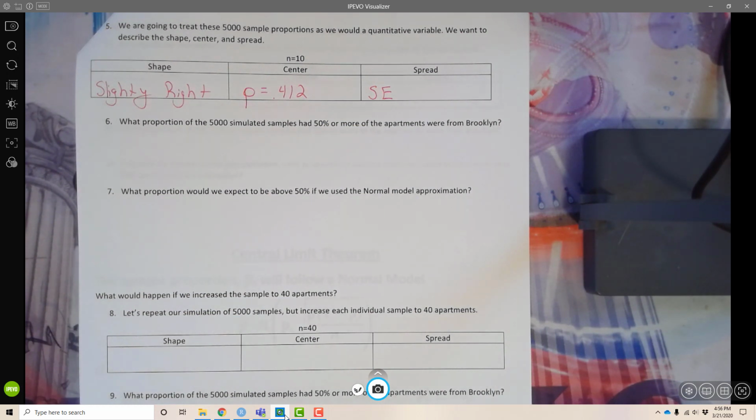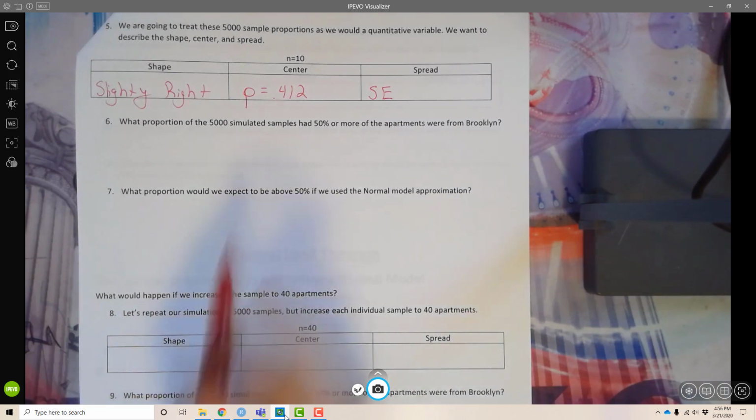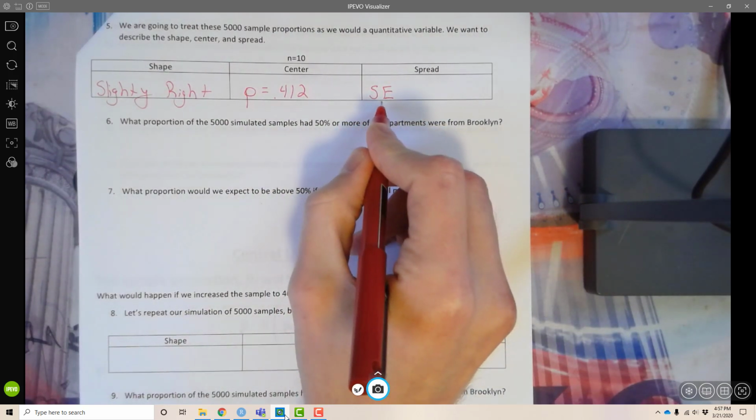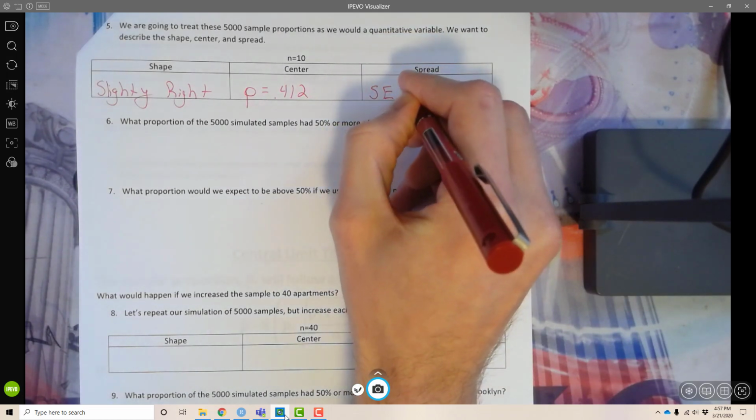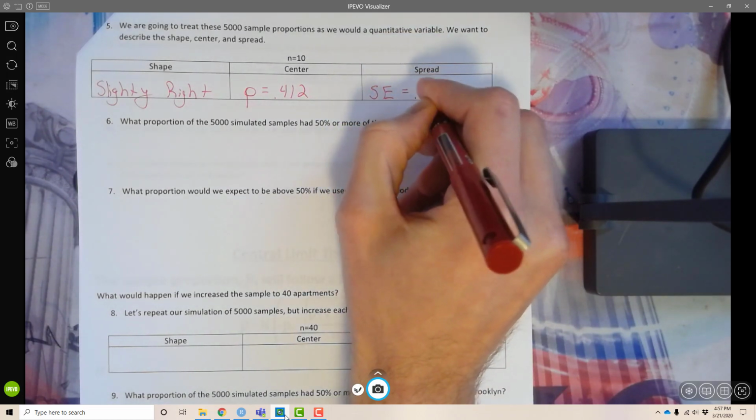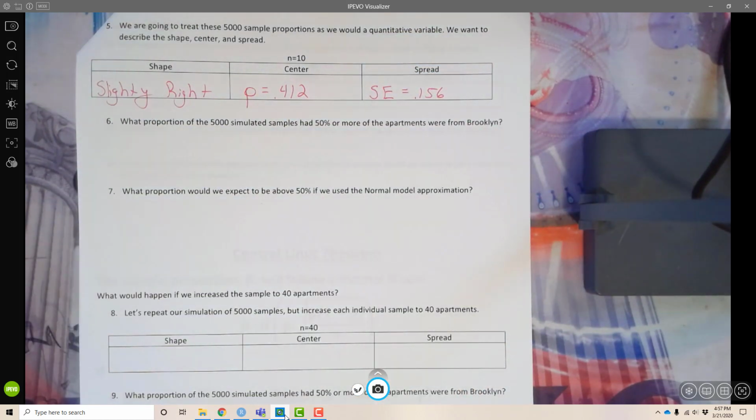Variables themselves have standard deviations, but when we talk about statistics, we change it from a deviation, how much it varies from the average. Now we're going to talk about how much it varies from the parameter, or how much it differs from the parameter. So the standard error, on average, what's the error in our estimation? In this case, it worked out to be about 0.156, or right at about 16%.